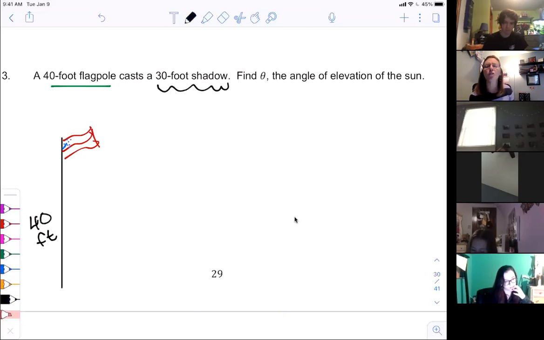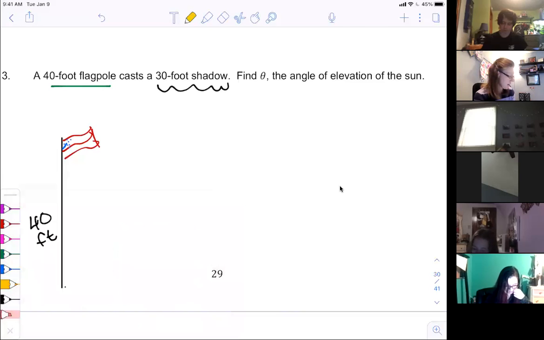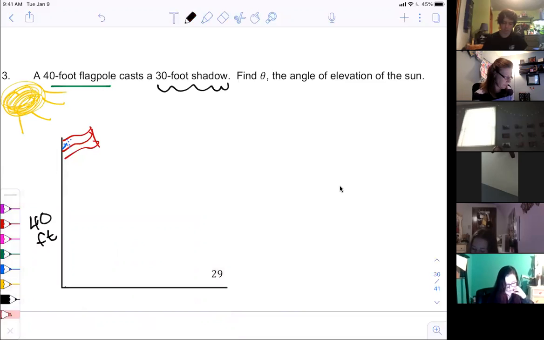Grant, where is a shadow usually located? On the ground. Yeah, on the ground. So the sun must be sunny. I don't have a yellow. Let's see. There's a yellow. So here's my sun. In theory, it's sunny. And its rays are casting down on my flagpole and making a shadow, which would have to be on the ground. Maybe my shadow's a little too long, 30 feet. That looks better. That shadow is 30 feet.